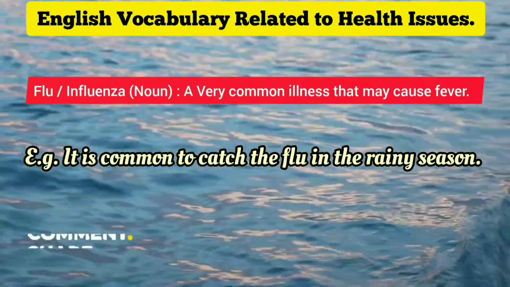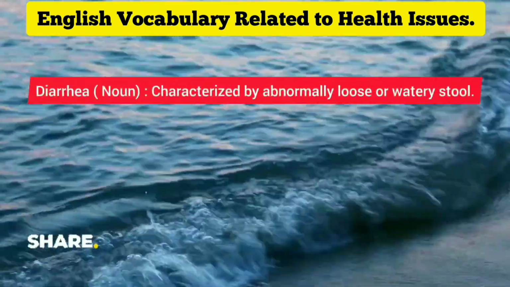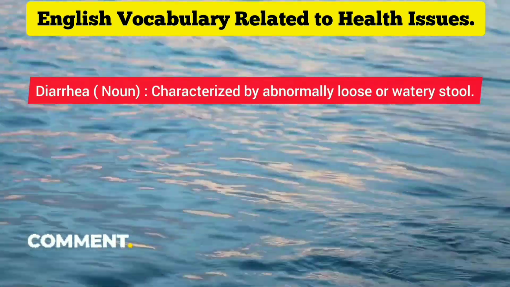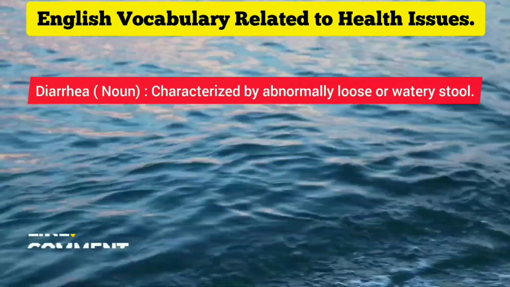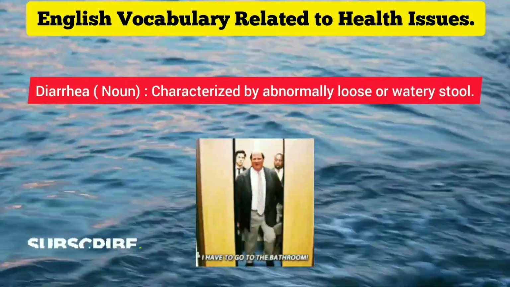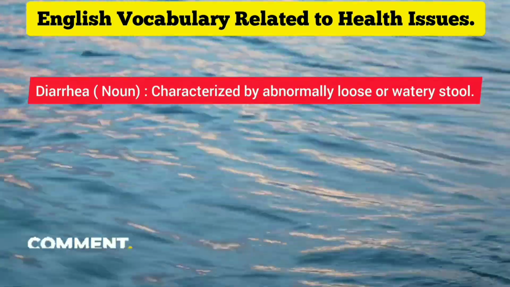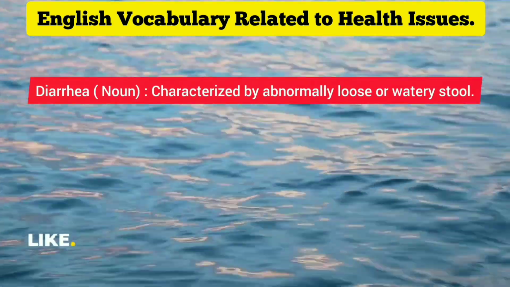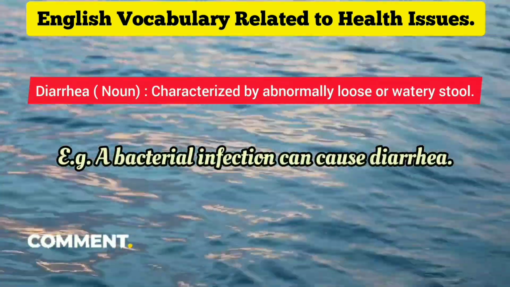So up next we are going to see the next one, that is diarrhea. Diarrhea is a very common one. It is characterized by abnormally loose or watery stool. Someone's stool is watery and loose, so that's called diarrhea, and you have some irritation in the bowel movement, and you have to frequently pass the stool also, and it is also very uncomfortable. As you see the example, a bacterial infection can cause diarrhea.